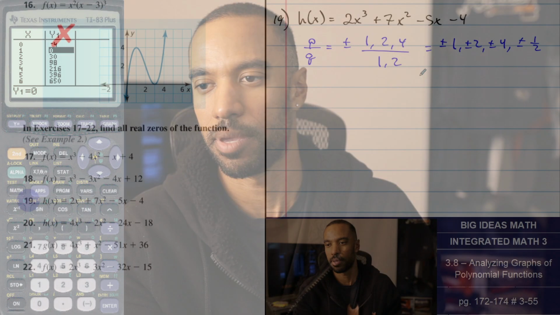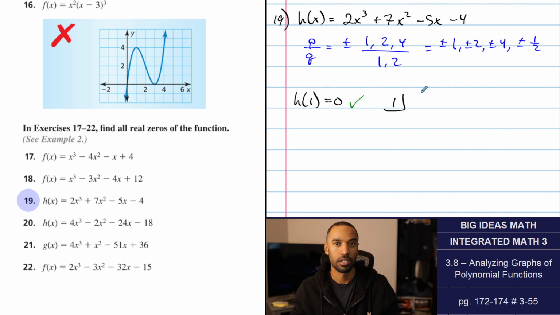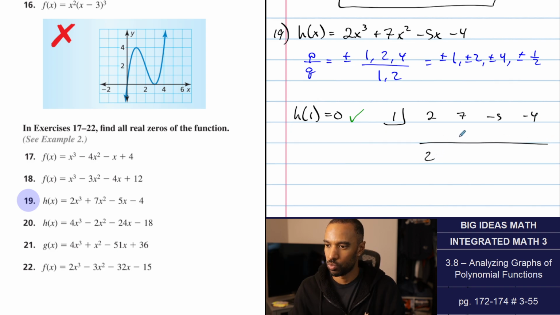Maybe it's the only one that is rational or real. Who knows? So that means h of 1 equals 0. That's by the location principle. Yes, I could have plugged in 1 into here and found out 2 plus 7 minus 5 minus 4 is 0. We're going to use synthetic division on this. This is no different than I would have done on the problem anyway, right? I would have used the rational root theorem. I just went to the graphing calculator to see the result of that. And we got 2, 7, negative 5, negative 4. We'll turn this into a quadratic.